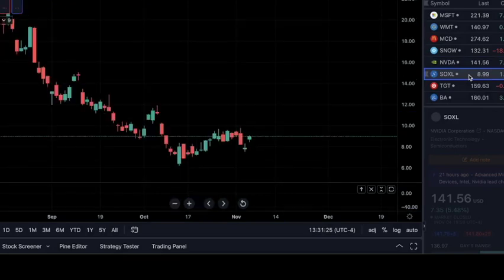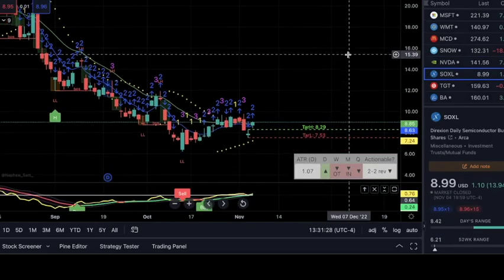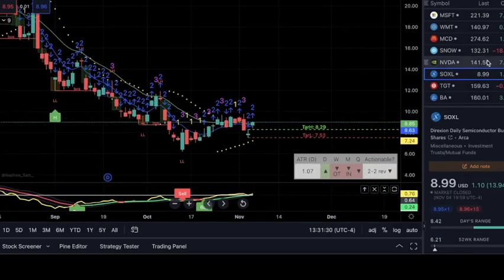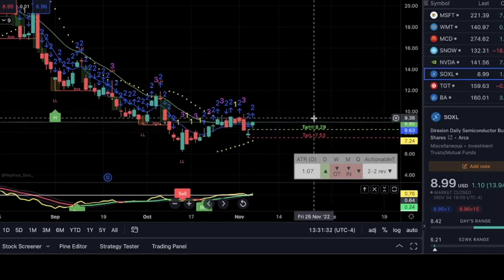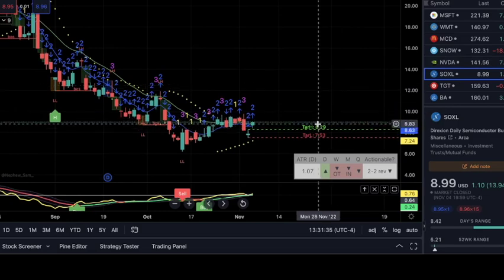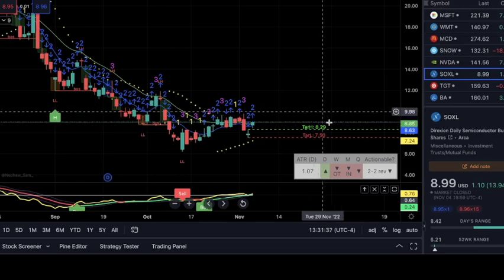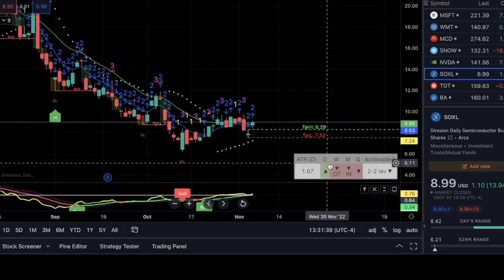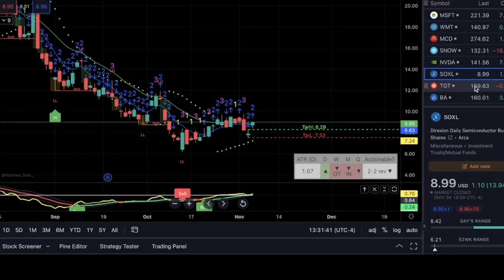And of course SOXL, because this is the cheaper way to play the chips. So if NVIDIA or an AMD and Qualcomm are all moving, then SOXL is a good way to play this.